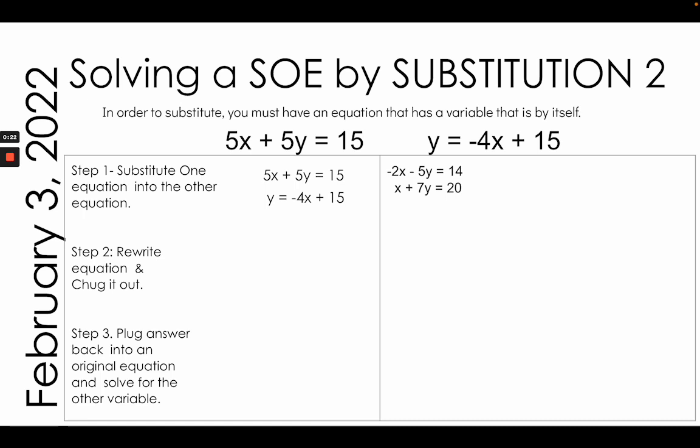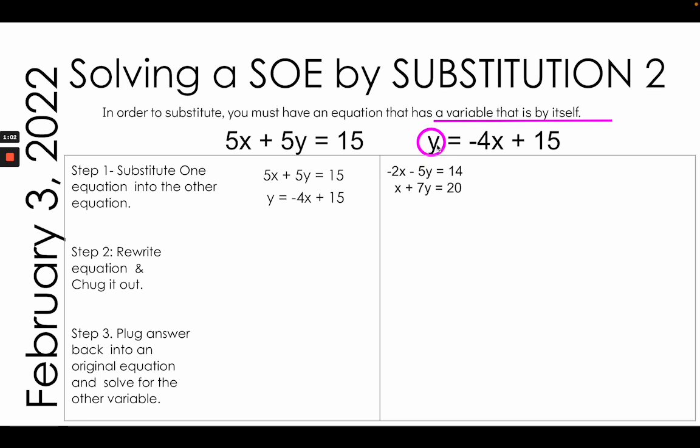In order to substitute, you must have an equation that has a variable that is by itself. So again, let's go ahead and highlight that. The variable that is by itself. And as you can see, our variable that's by itself in our example here is our y. This y is by itself. If I look at the negative 4x, the negative 4 is with the x, so this is not by itself. If I look at the 5x and the 5y, they're on the same side of the equation with coefficients, so these are not by itself. But our y is by itself.